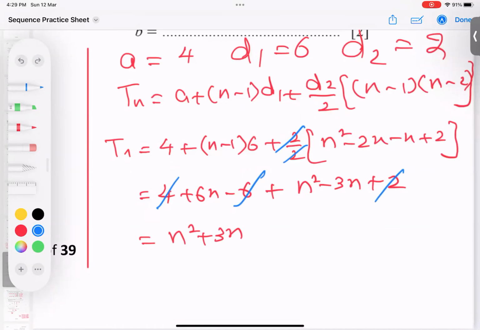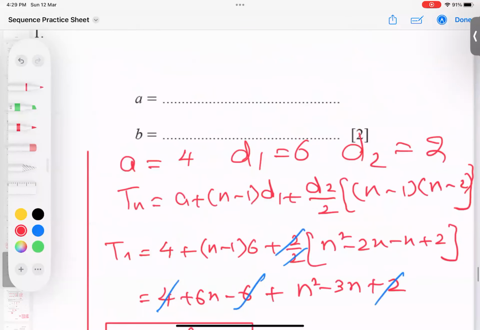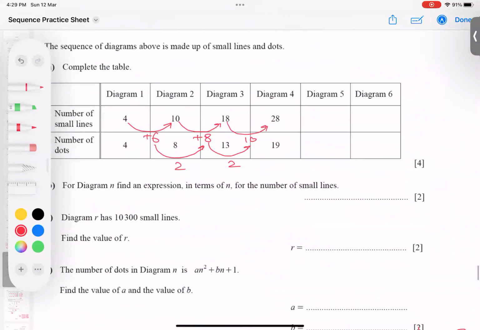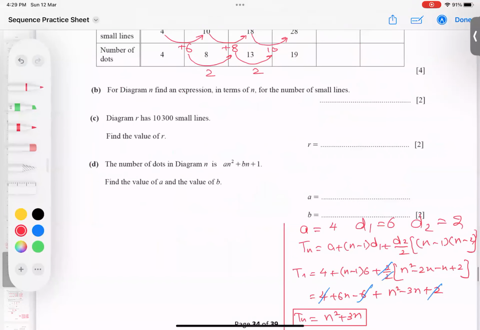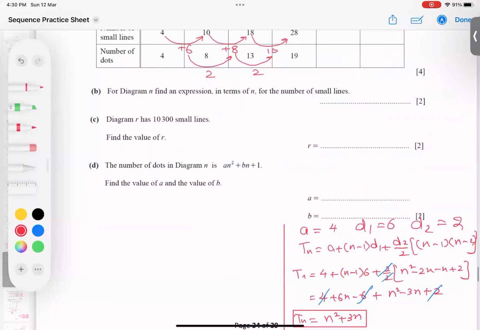And hold on, I can check whether it is true or not. So n to the power 2 plus 3n. So I got the answer, and let's check if it's true. For example, the first term numbers are: first 4, second 10, third 18 and then 28.